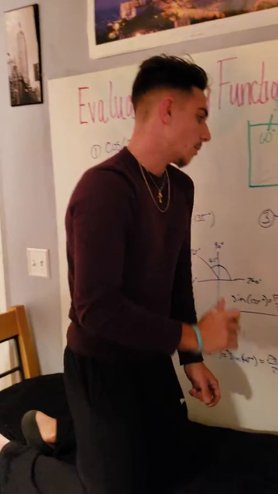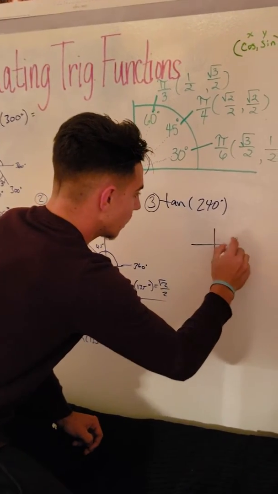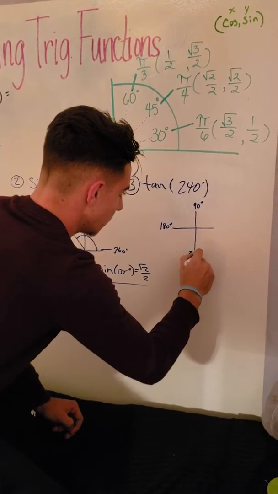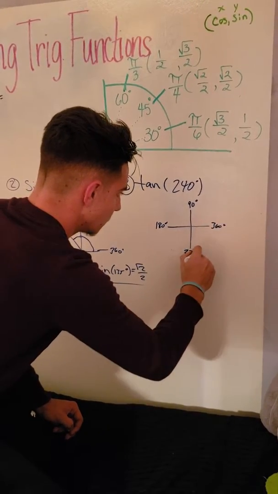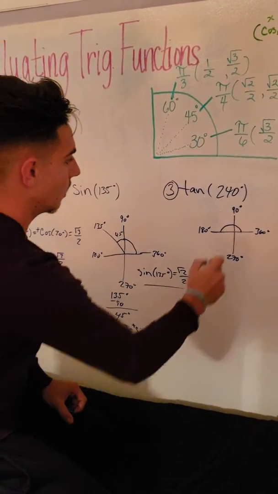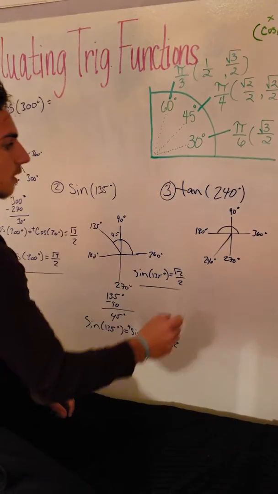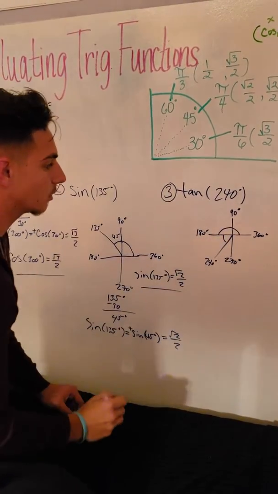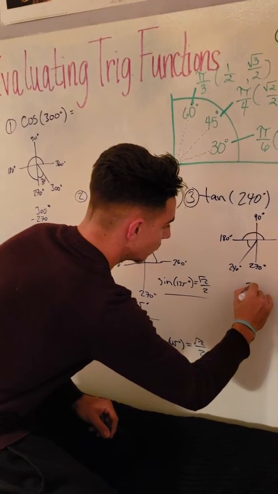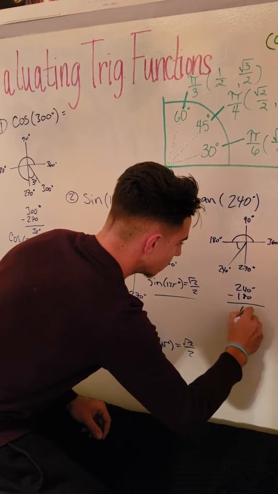On to our last problem, which is the tangent of 240 degrees. Again, we'll draw out a little picture here. 90 degrees, 180, 270, 360. For this one, we are going to go to 180 and mark where 240 would be, about right there. And so then this right here would be our reference angle. And in order to find that, we need to subtract 180 from 240 degrees. And that gives us 60 degrees.